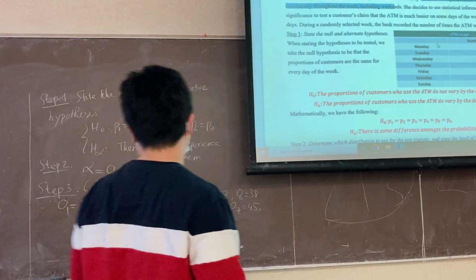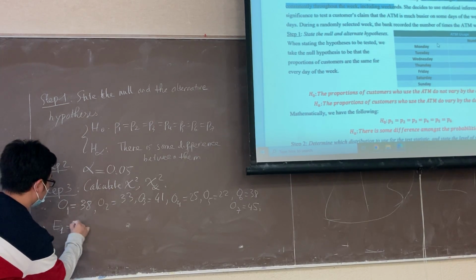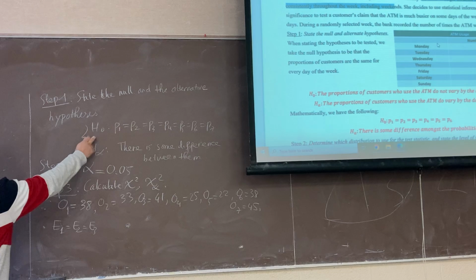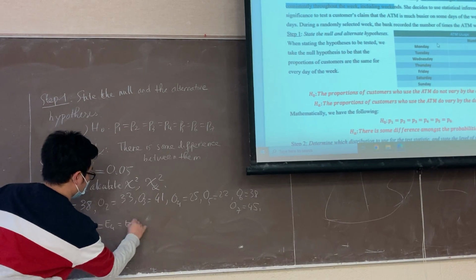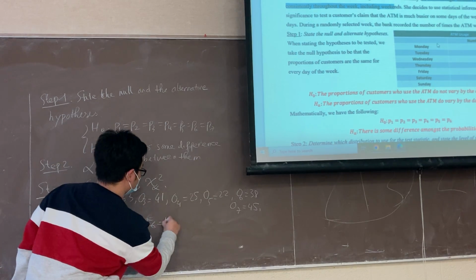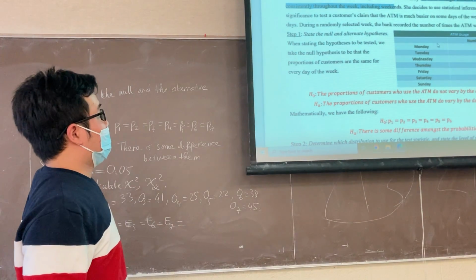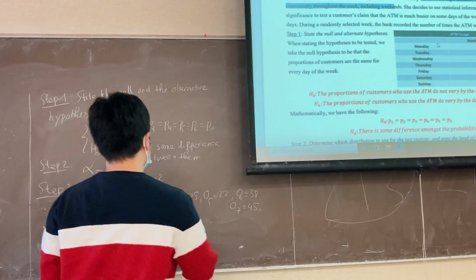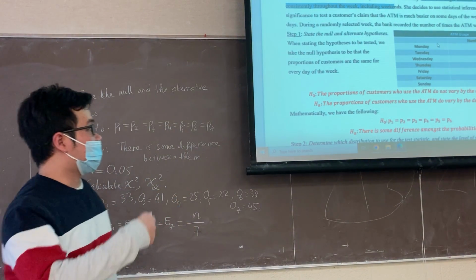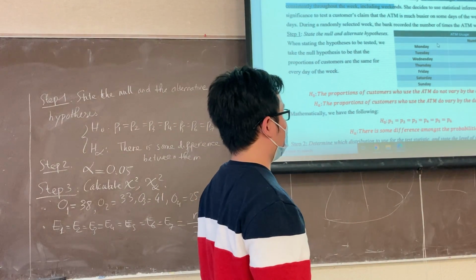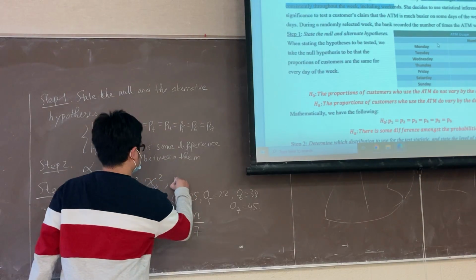Okay. And what about the expected frequency? The expected frequencies are equal, because under the null hypothesis B1 equals B2 equals B3, so they are equal together. E is equal to N over 7. What is N here? N is the total number of times used.